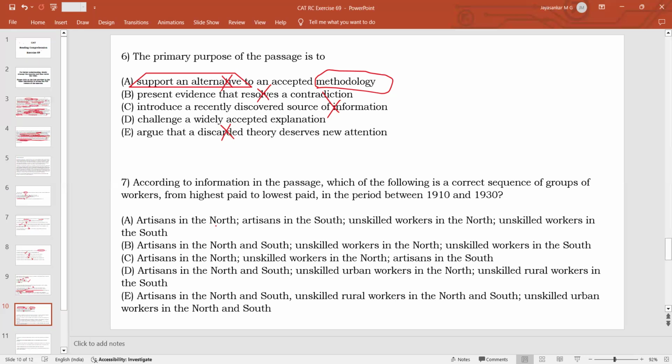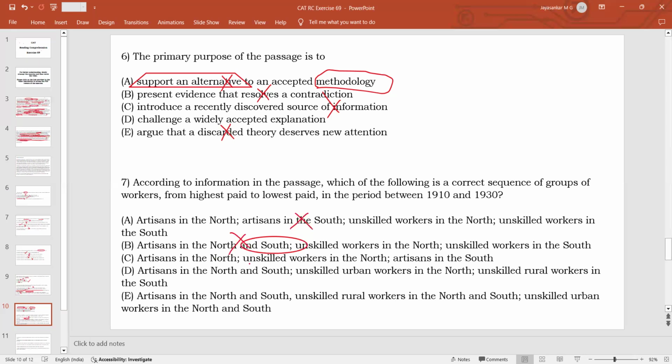So let us see. Artisans in the north, artisans in the south. Wrong. Artisan means skilled worker. So artisans in the north should be followed by unskilled workers in the north. Artisans in the north and south, again wrong. The artisans or the skilled workers in the south are not paid equivalent to the skilled workers in the north. If that had been the case, the skilled workers in the south would not have moved to the northern states. So this again is wrong.